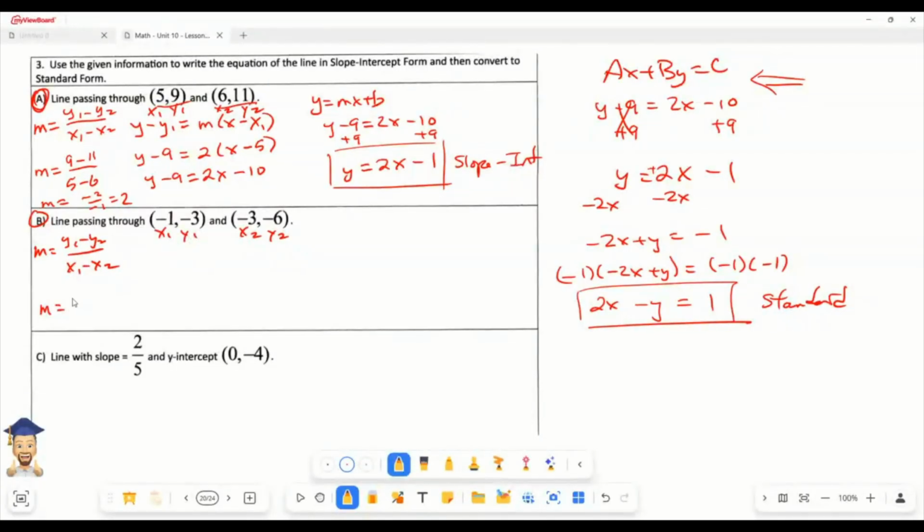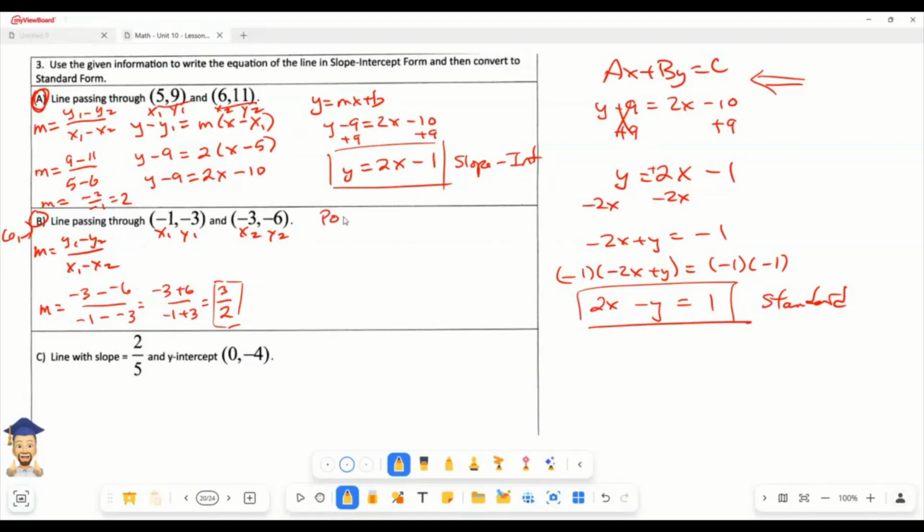So I get negative 3 minus negative 6 over negative 1 minus negative 3. This is negative 3 plus 6. This is negative 1 plus 3. Negative 3 plus 6 is positive 3. Negative 1 plus 3 is positive 2. There is my slope. I do not have a y-intercept. It would have to be the point 0 something to be the y-intercept.